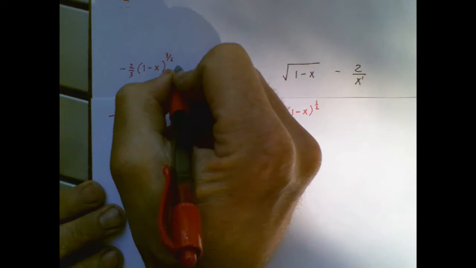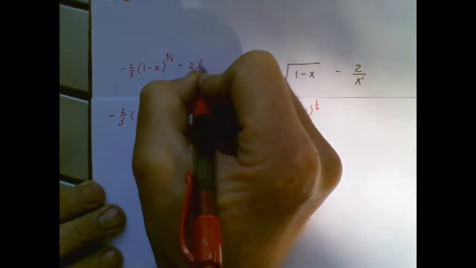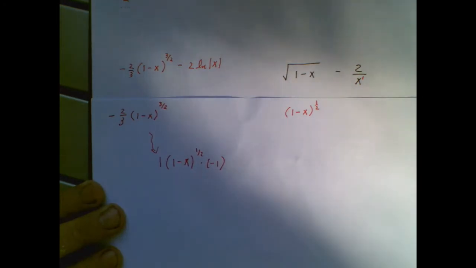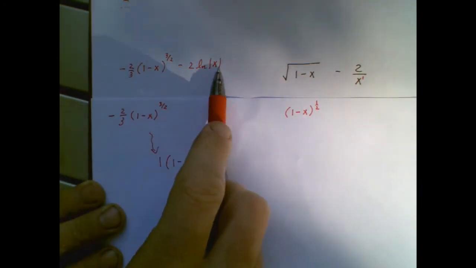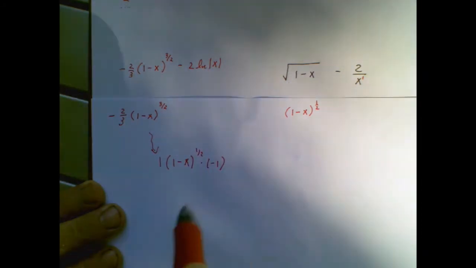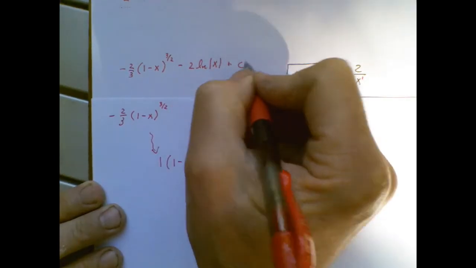Okay, I can double check myself and take that derivative if I want. And then I'm going to end this with 2 natural log of x. Remember, the antiderivative of natural log normally will put an absolute value to assure that the input into natural log is positive, and we're ignoring the plus c.